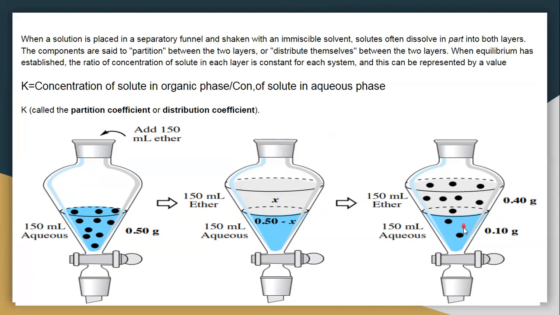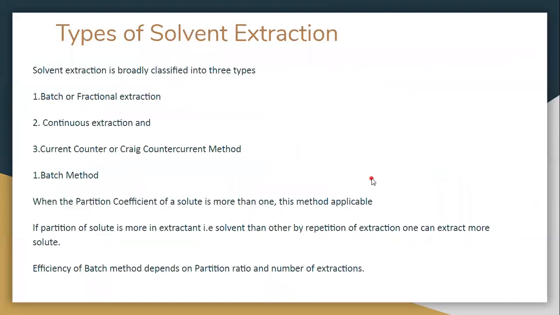So that is 0.1. So 0.4 by 0.1, how much? 4. So when the Kd value, or partition coefficient value, is greater than 1, then we go with which method? The batch method, which is also known as fractional extraction, or in short, the batch method.